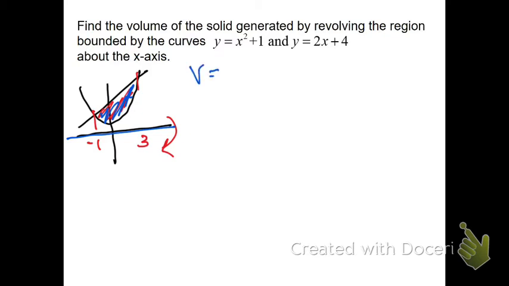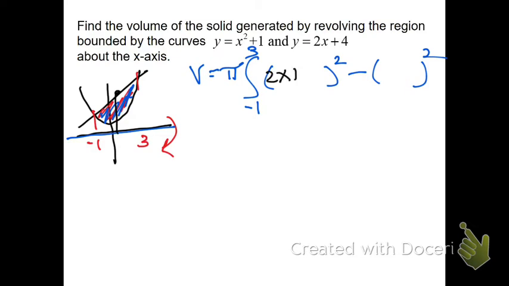So we are going to have the washer method. Big R squared minus little r squared. And always write that first. Now we know our bounds are from -1 to 3, and I just have to find big R and little r. Big R goes from curve to axis of rotation. So that's the line, 2x plus 4 minus 0. If you want to write the 0 or not, doesn't matter. And then it's the parabola, x squared plus 1 minus 0.